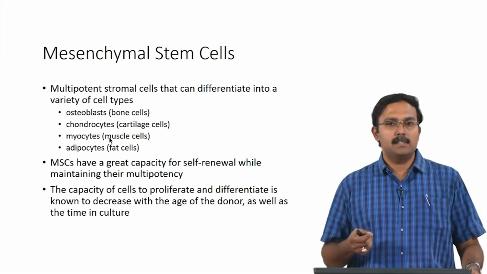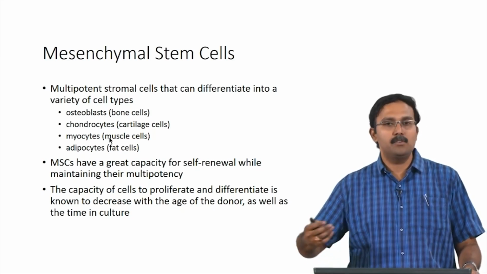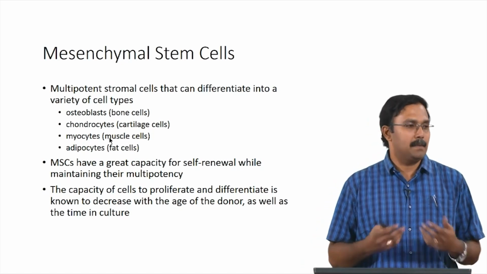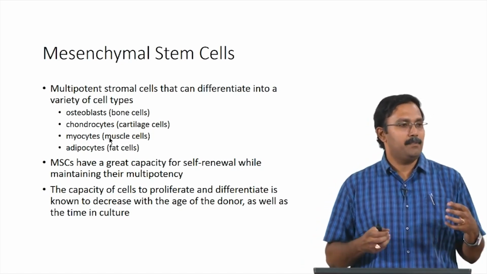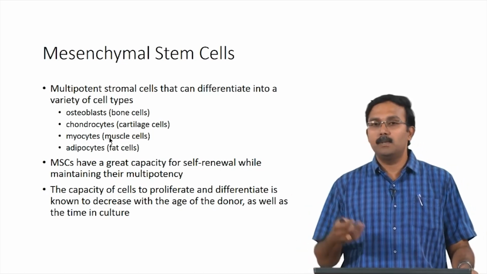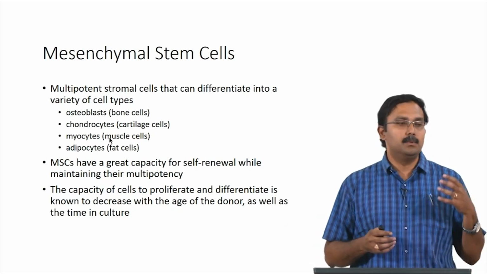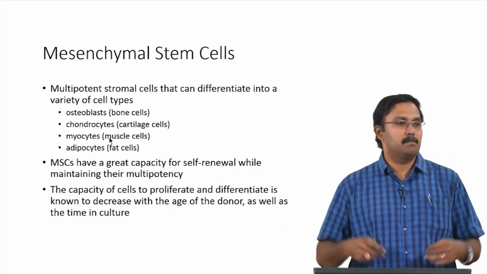The capacity of the cells to proliferate and differentiate is known to decrease with the age of the donor as well as the time in culture. So, even if it maintains its stemness, as you have multiple passages, you would see that the rate of proliferation would be lesser and its ability to differentiate into different cell types comes down.